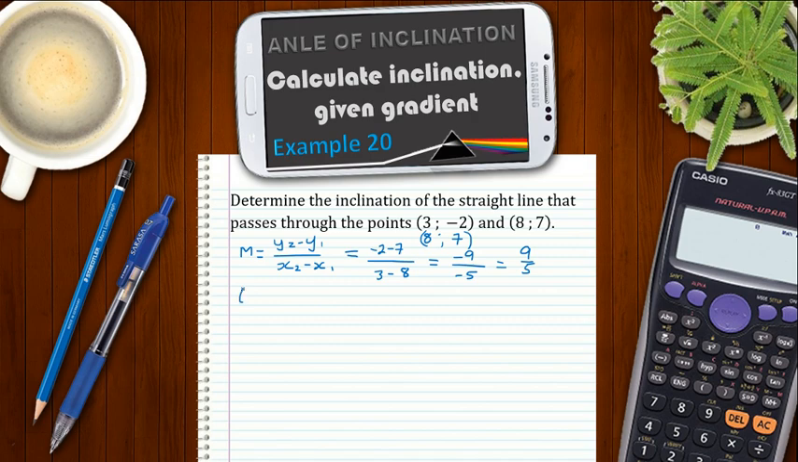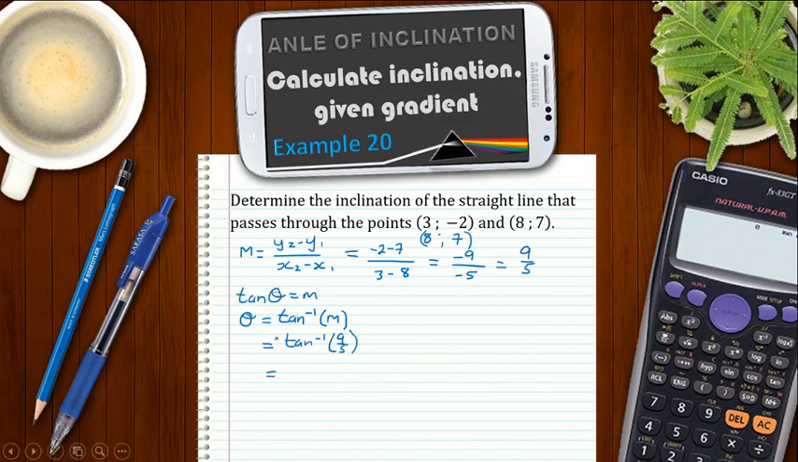Alright, so now the formula I'm going to use is tan theta equals the gradient. But now we know the gradient and we want theta. So in order to isolate theta, I'm going to take the inverse of tan on both sides. And that would give me theta is equal to the inverse of tan of the gradient. So now I just substitute in that value. So this is going to be equal to the inverse of tan, and 9 over 5 is my gradient.